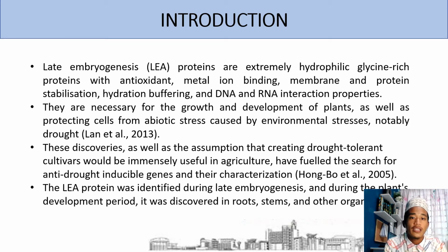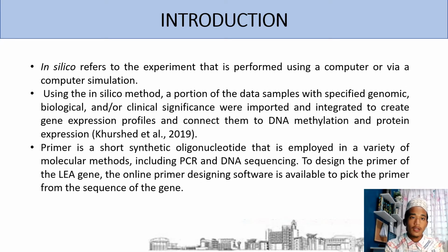The LEA protein was identified during late embryogenesis and during the plant's development period. It was discovered in the roots, stems, and other organs. Molecular genetics has become one of the biggest areas of plant research. Understanding the genomics of plants can improve plant species.